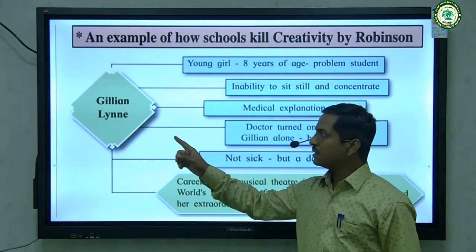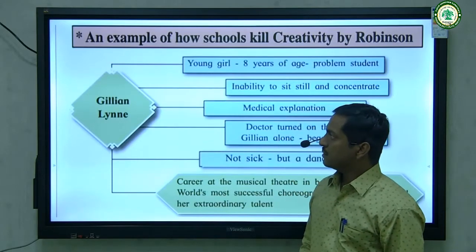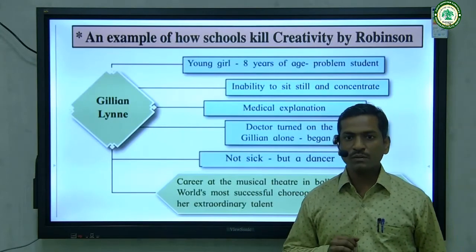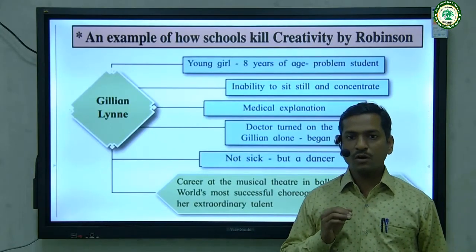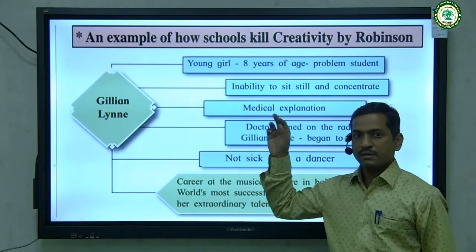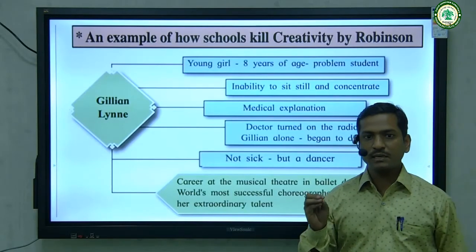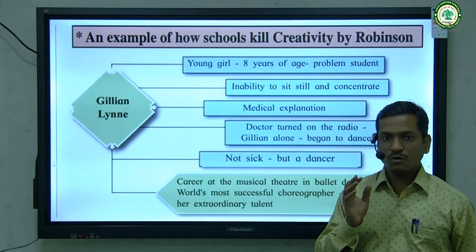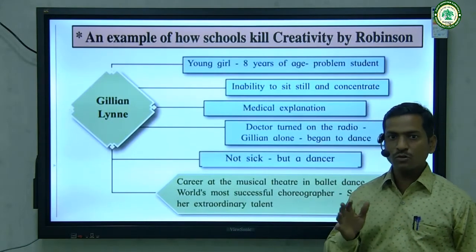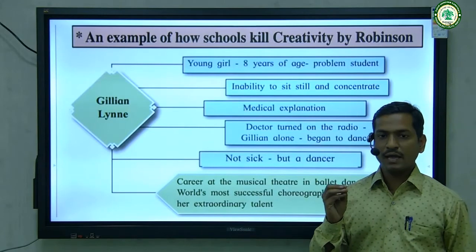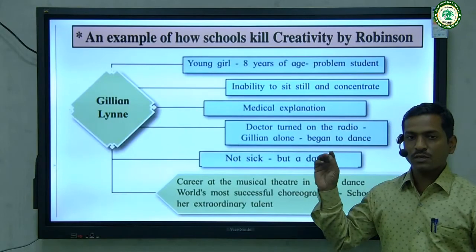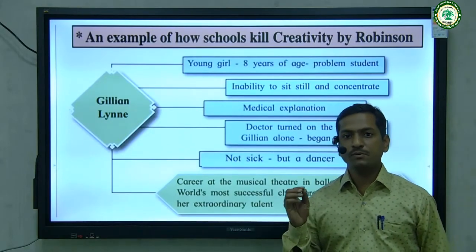That is one girl called Gillian Lane, a young girl of 8 years old, who was considered to be a problem student in her school because of her inability to sit still and concentrate. Gillian Lane couldn't sit still in her school, and she couldn't concentrate on her study. Because of her behavioral problem, her school considered her a problem student. Then her mother sought a medical explanation and she met one doctor.